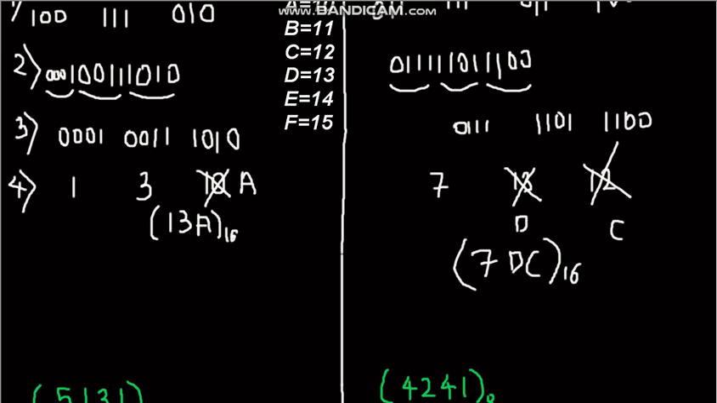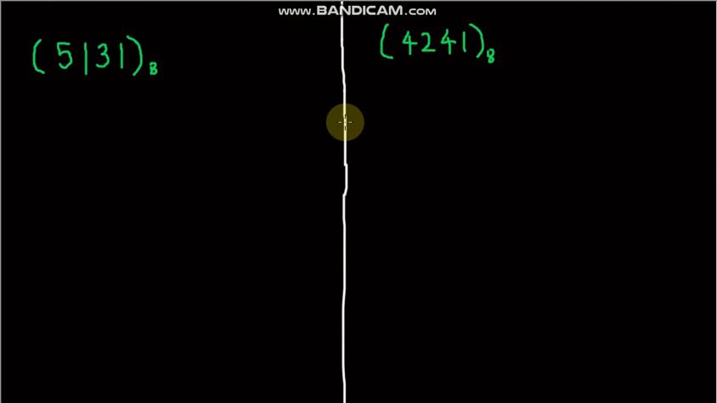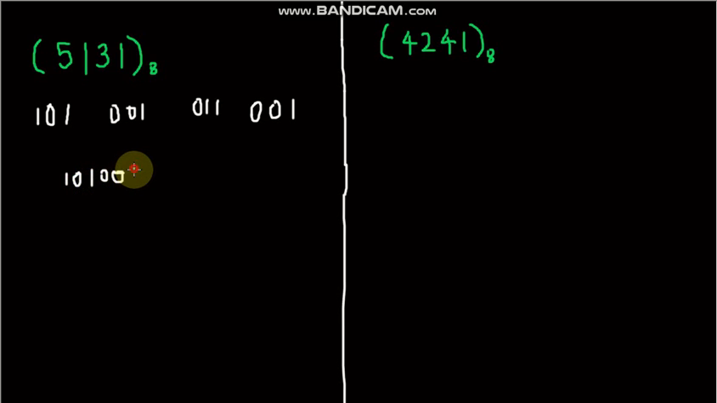Now to brush up, let's take one more example. 5131. It is very simple. What we have to do is write down the 3-bit binary equivalent of the individual digits. So that of 5 is 101, 1 is 001, 3 is 011, and again 1 we all know is 001. Now merging all the four groups we get 101001011001.